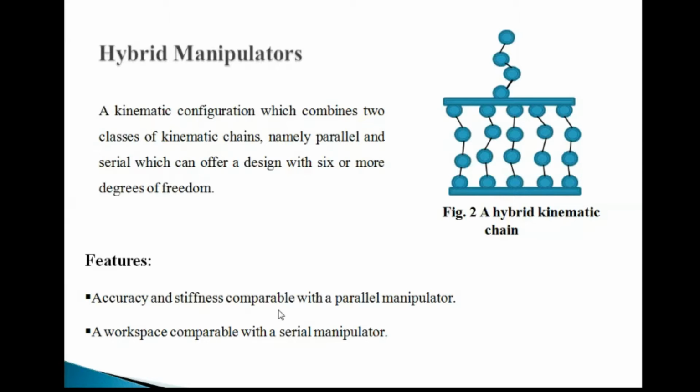Now, on the left side in figure 2, I have just shown a simple example of a hybrid kinematic chain in which the parallel manipulator is connected with a serial manipulator. And we can see from the features here that it has a workspace comparable with a serial manipulator, but it has accuracy and stiffness comparable to a parallel manipulator. So it takes the best advantages of both the manipulators.